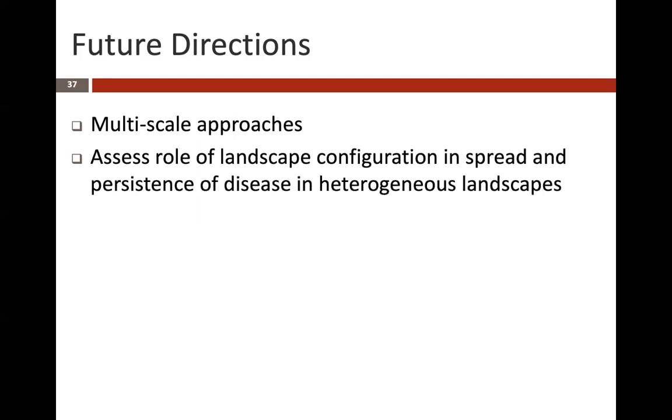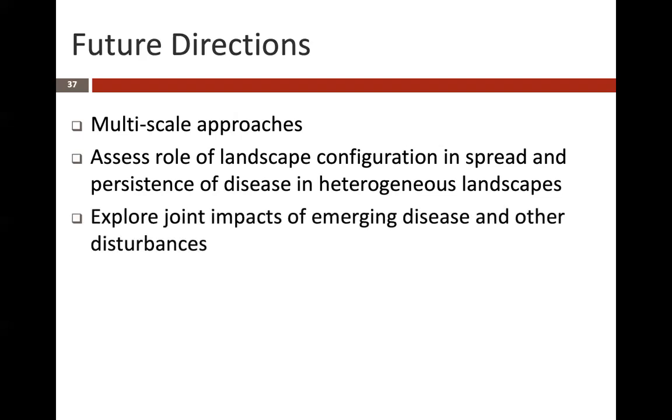I think we really need to take a much closer look at the role of landscape configuration in the spread and persistence of disease, because a lot of landscapes are becoming increasingly fragmented. And that's really a topic that's been largely ignored so far. But like I said, we've done some work in Senegal that suggests it's important, and some other people have done the same. We need to look at joint impacts of emerging disease and other types of disturbances. And to some degree, we're trying to do this in Brazil and Panama, where we have a lot of forest fragmentation going on.